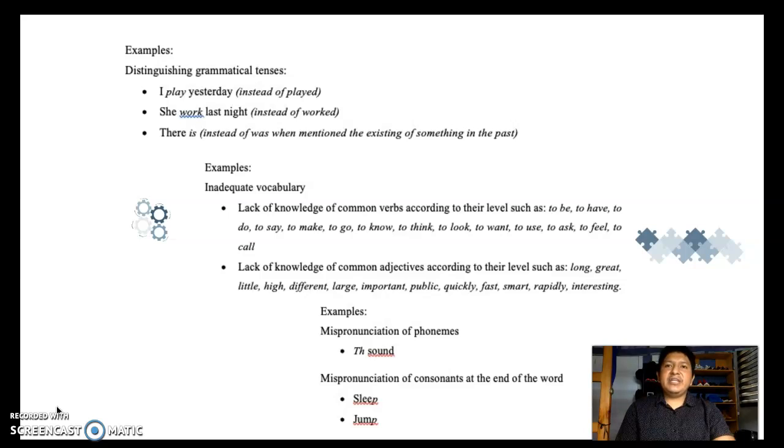As we can see here, the TH sound, they didn't pronounce the TH correctly. Another example was the mispronunciation of consonants at the end of the word. Sleep, they didn't pronounce the P. Jump, the same, and tourist, the T.